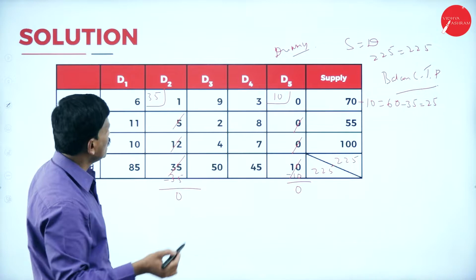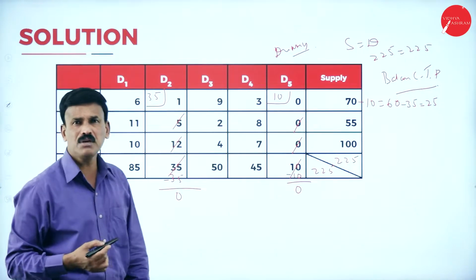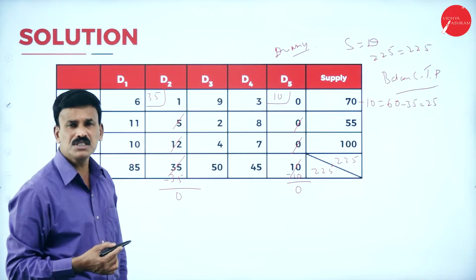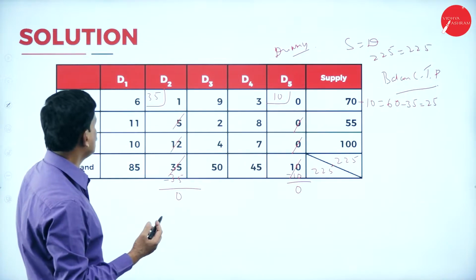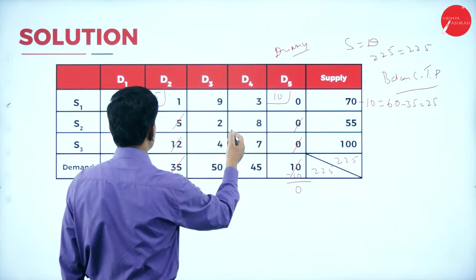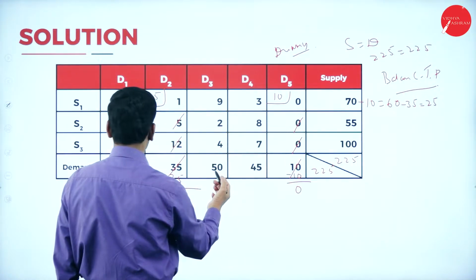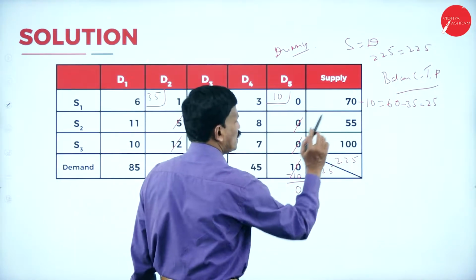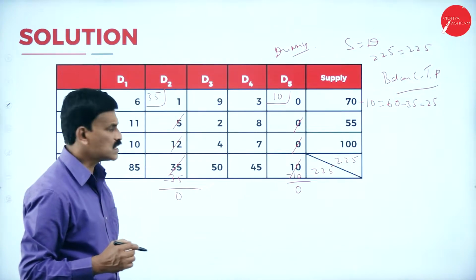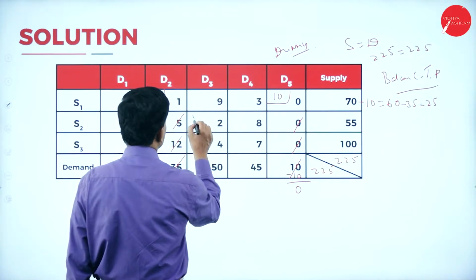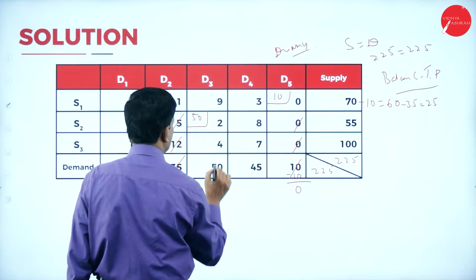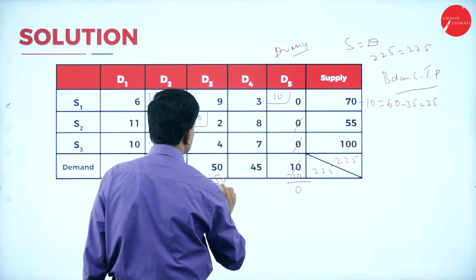Okay. Now let us identify the next least element. What is the next least element in this table? The next least element is 2. For this 2, the demand is 50 and the supply is equal to 55. What is the least value? This is the least value. We can allocate 50 here, and subtract 50 here. This becomes 0.